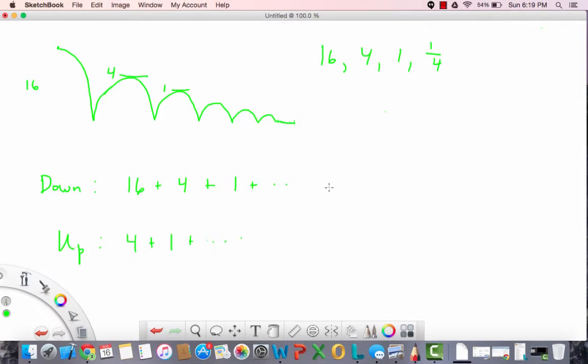So we have two infinite geometric series here. This one we can call SD infinity. This is the sum of the down distances. And this equals, well, let's come back up here. S sub infinity was a sub 1 over 1 minus r. So the sum of the down distances is found by using this a sub 1, which is 16, over 1 minus 1/4, which is 16 over 3/4, which is 21 and 1/3.